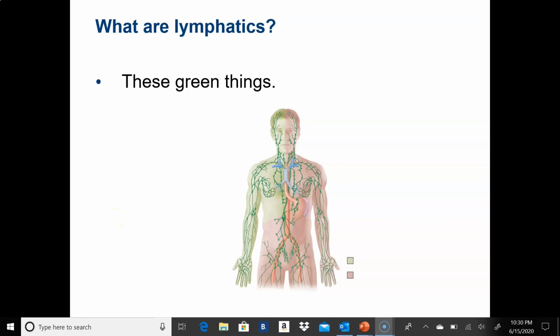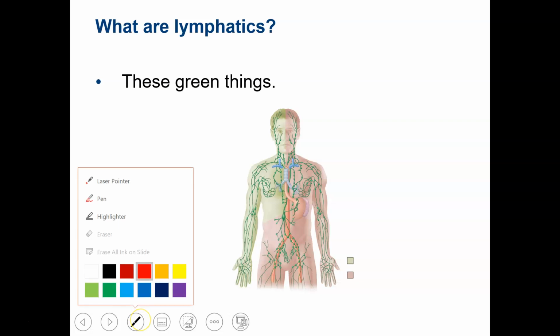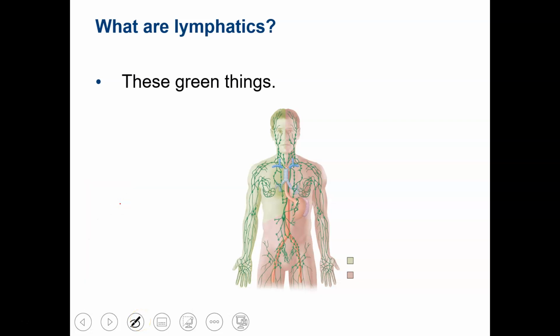Right, so we're going to talk about lymphatics before we get into the circulatory system. So, what are lymphatics? Well, when you see lymphatics drawn out, they're these green things. Are they really green? No. But they're always drawn in green and they always look like this.